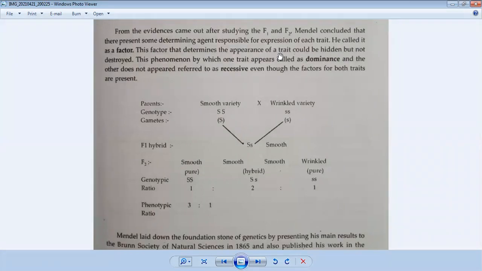इट कुड बी हिडन, वो हिडन भी हो सकता था, लेकिन वो एक्सप्रेस तो कर रहा था, उसे ट्रांसफर तो कर रहा था. ठीक है, दैट फैक्टर इज हेल्पफुल टू ट्रांसफर दैट पर्टिकुलर कैरेक्टर वेदर इट इज हिडन बट इट इज नॉट डिस्ट्रॉयड. मतलब वहां पे रिसेसिव कैरेक्टर भी होता है तो डिस्ट्रॉय नहीं हो रहा था. ठीक है, भले ही वो दिख नहीं रहा था वहां पे, लेकिन वो डिस्ट्रॉय नहीं हो रहा था. This phenomenon by which one trait appears is called a dominant, and the other does not appear, referred to as a recessive, even though the factor for both the traits are present.